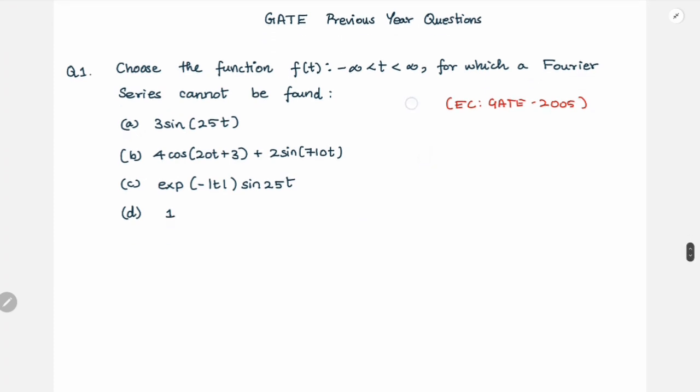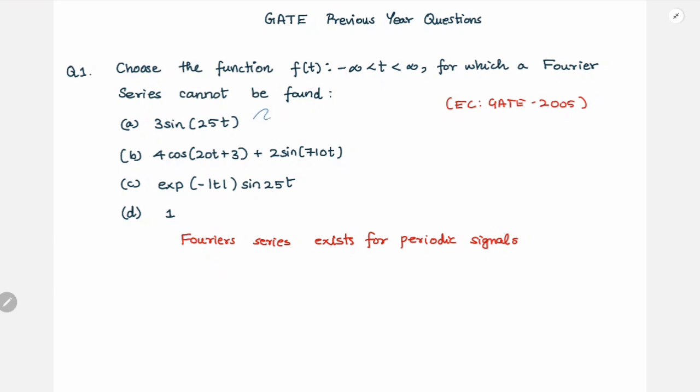So we know that Fourier series exists for periodic signals. And we have other constraints, but all these signals satisfy those constraints, like the Dirichlet conditions. All these 4 signals satisfy those. So the only thing that can differ is if they are periodic or not.